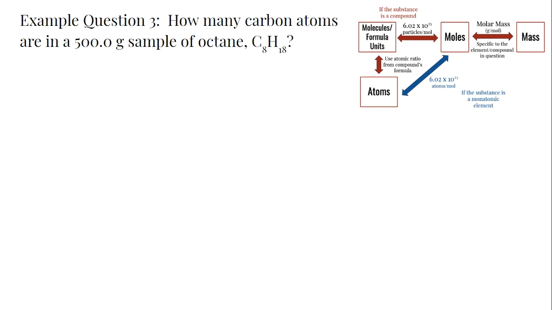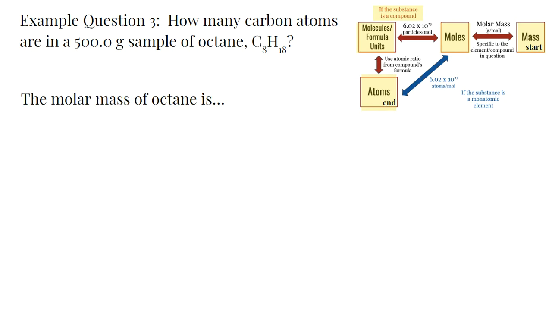Next question. How many carbon atoms are in a 500.0 gram sample of octane, which is C8H18? So how many carbon atoms? So we're going to end at atoms, in a 500.0 gram sample. So we're going to start at mass, and this is octane. So this substance is a compound, C8H18. So we have to follow the path that goes through the compound, the molecules and the formula units. So we're going to convert to moles using the molar mass. Then we're going to convert to molecules using Avogadro's number. And then we can go to atoms using the atomic ratio.